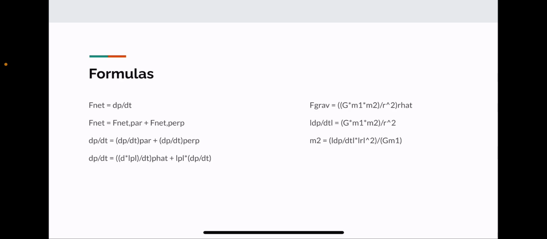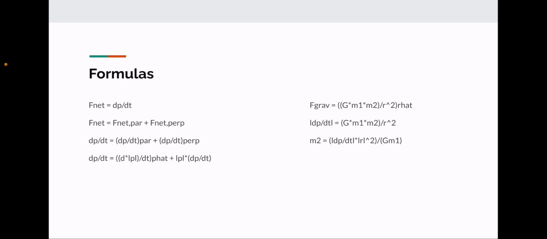Newton's second law will be a major concept used in this lab. We know that the net force is equal to the rate of change of momentum. We also know that the net force is the sum of its parallel and perpendicular components. The change of momentum is also equivalent to its parallel and perpendicular components, but these can be written differently. The parallel component focuses on any changes in magnitude, while the perpendicular component shows changes in direction. We can set the rate of change in momentum equal to the force of gravity because that's the same as saying F net equals Fg.